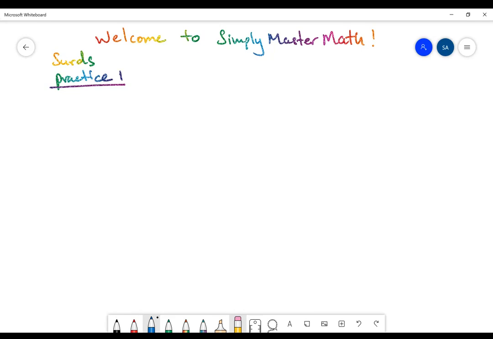This is an extension of the previous video on surds. So this is surds practice 1. We'll be doing a few questions on solving the equation. Now, let's carry on with the first equation.